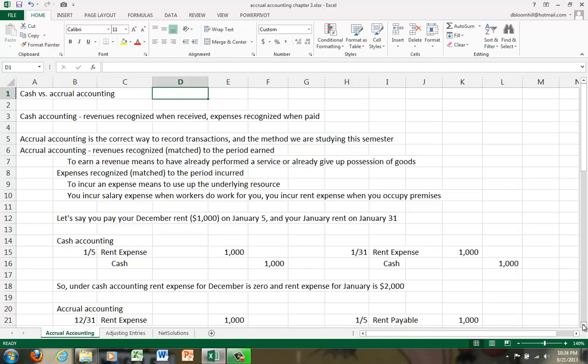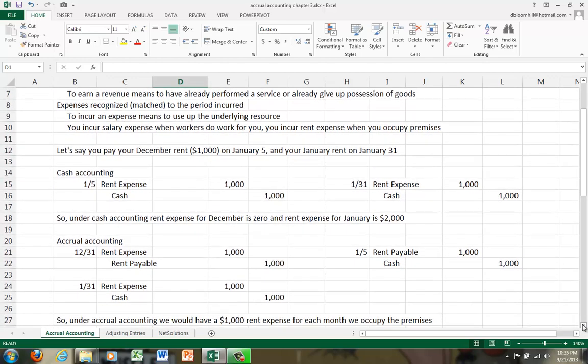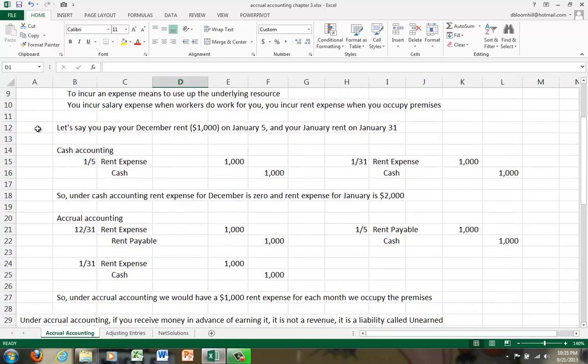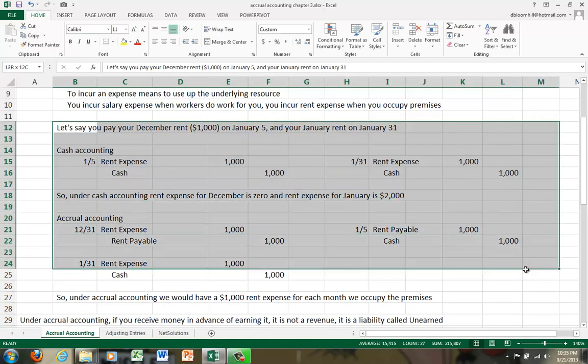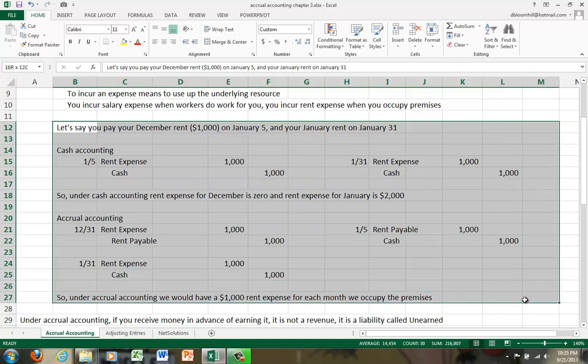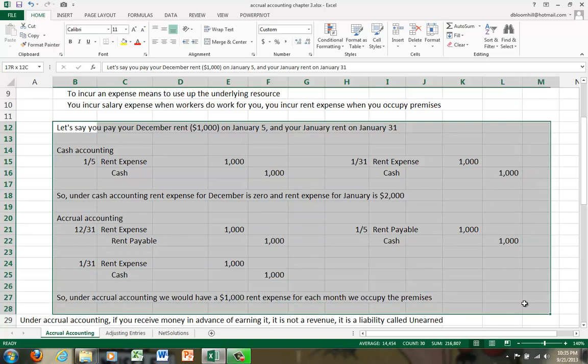So let's take a quick look at the difference between cash and accrual-based accounting. Now we're going to take a look at this right in this section over here. So let us say, for example, that you pay your December rent late. Let's say your rent is due on the last day of every month, but you pay your December rent late. So you pay your December rent on January 5th, and your landlord says that you have to pay your January rent on time, so you pay that on January 31st. So you actually have two cash payments of $1,000 for rent during the month of January.